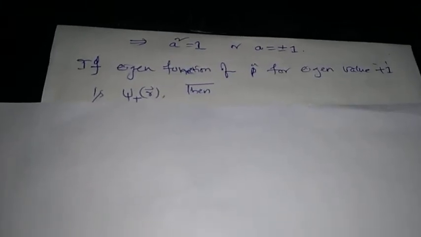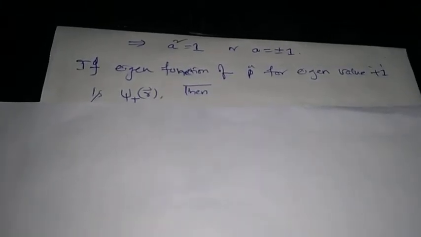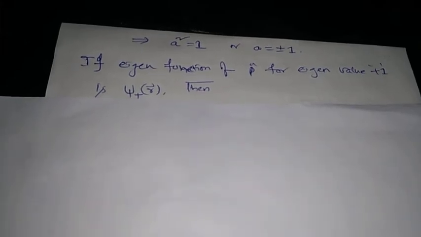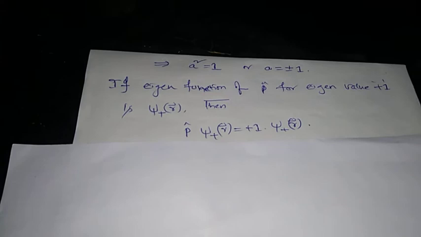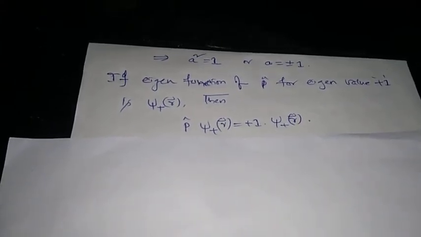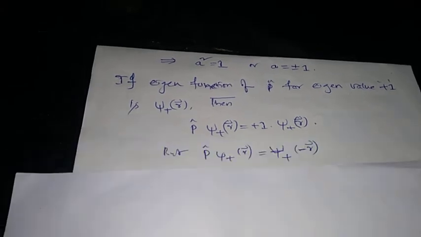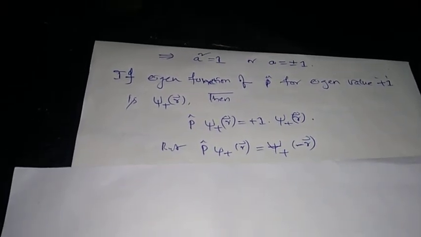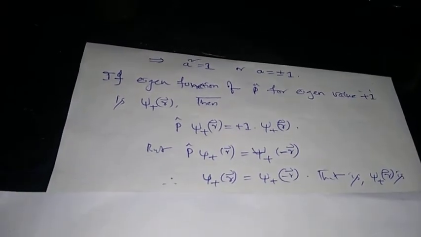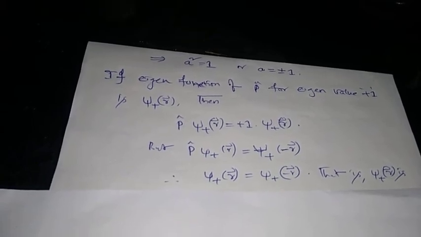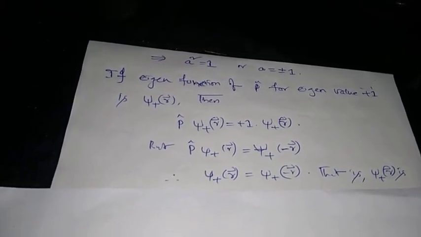If the eigenfunction of the parity operator P for eigenvalue plus 1 is taken as psi sub plus of r, then the eigenvalue equation is P acting on psi plus will give you plus 1 into psi plus. But on the left hand side, when P acts on psi plus of r, it should be taking it to psi plus at minus r. So the above equation will become psi plus of r is equal to psi plus at minus r. That means your psi plus function should be an even function.